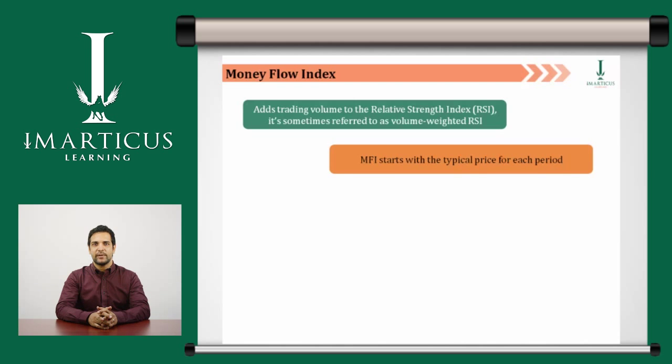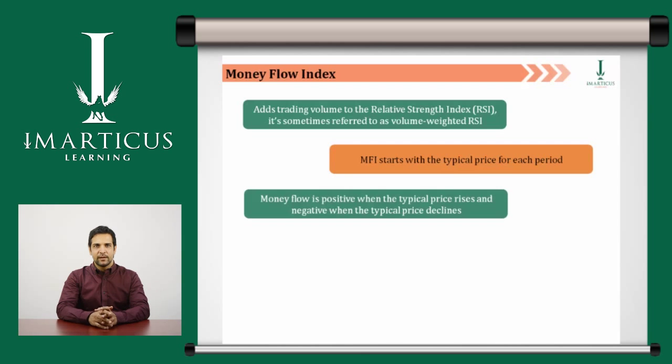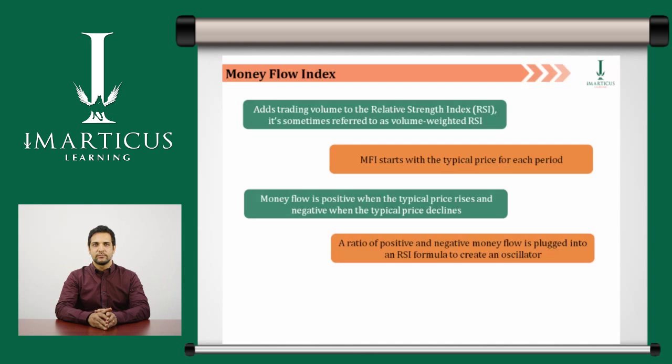MFI starts with a typical price for each period. Money flow is positive when the typical price rises, that is buying pressure, and it is negative when the typical price declines, that is selling pressure. A ratio of positive and negative money flow is then plugged into an RSI formula to create an oscillator that moves between 0 and 100.